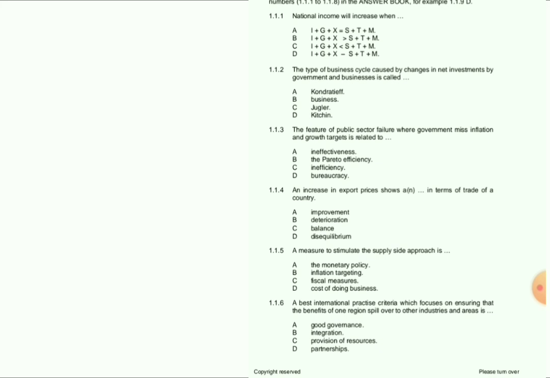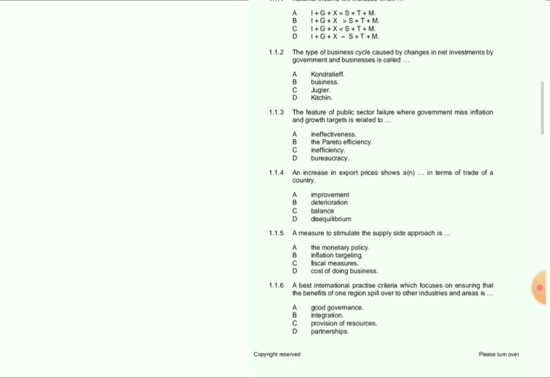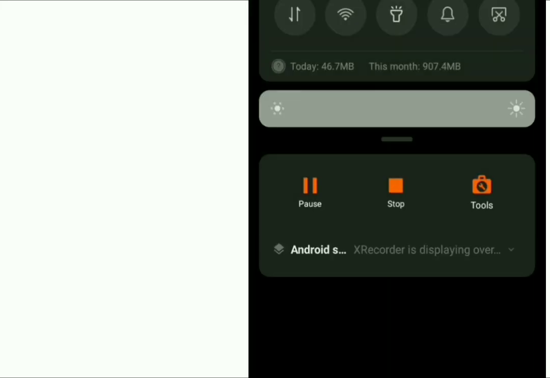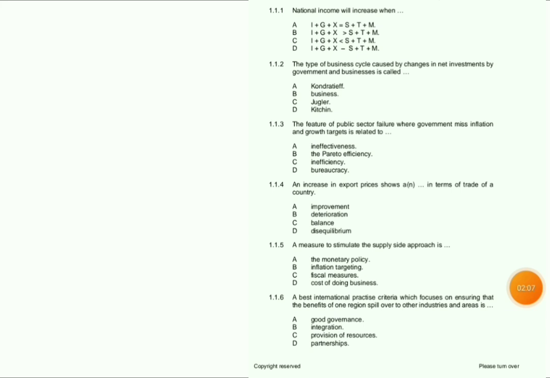National income will increase when. Here you can start by saying, here we are going to be saying it's import goods, export. It's B. Import goods and exports. Yeah, they are superior. Yeah, it's B.